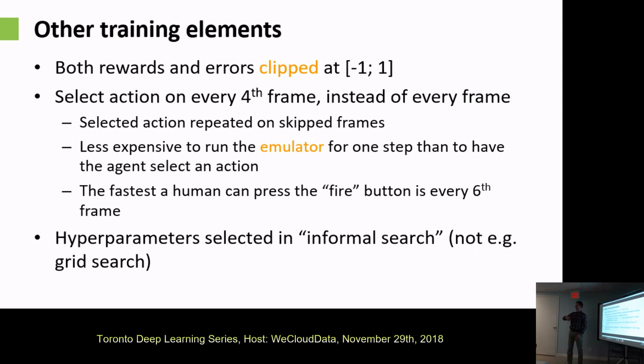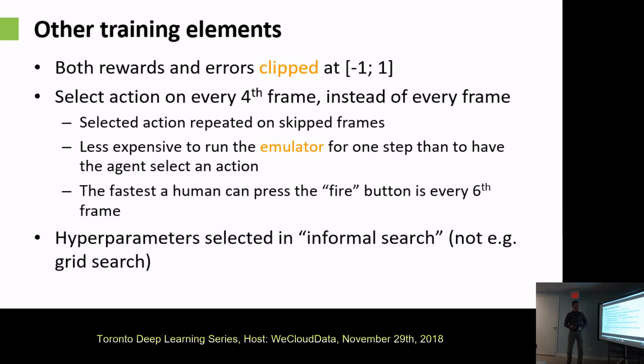So everything that's negative or less than -1, they set it at -1. Everything that's over 1, they set it at 1. They also clipped the gradients at -1 and 1 to prevent the blow up of gradients.